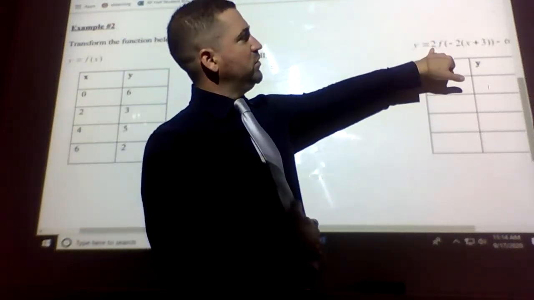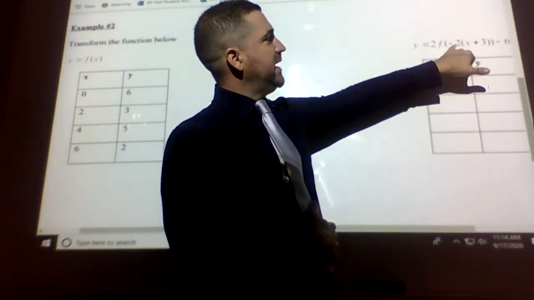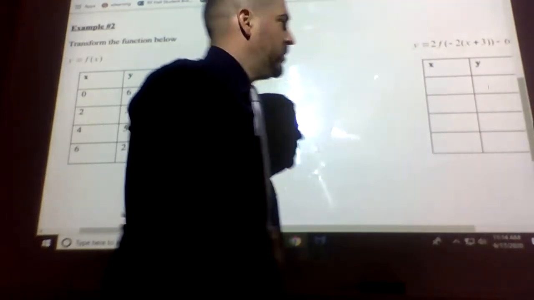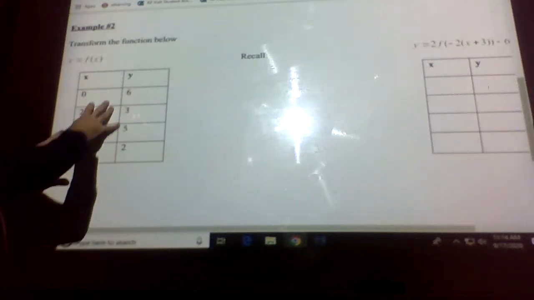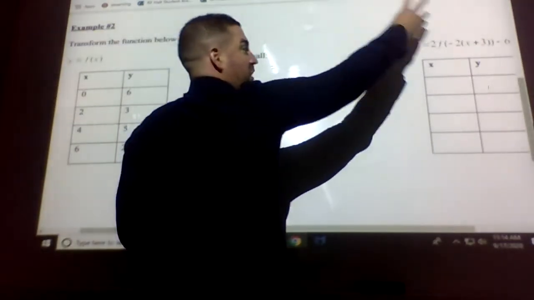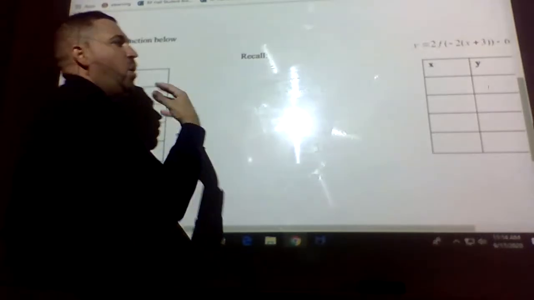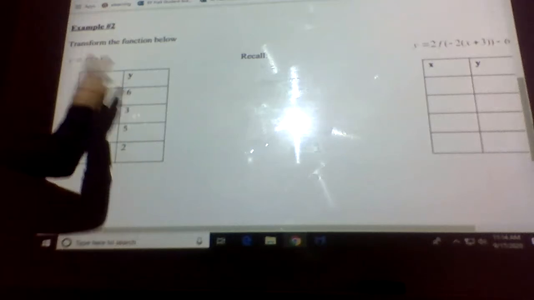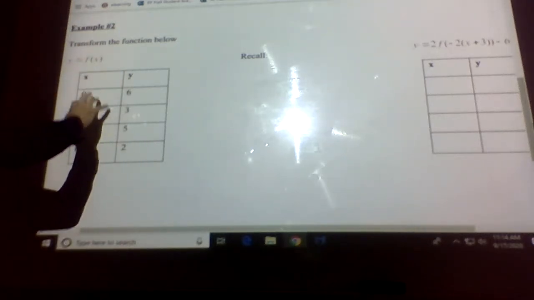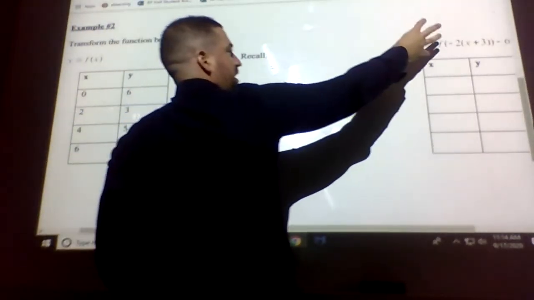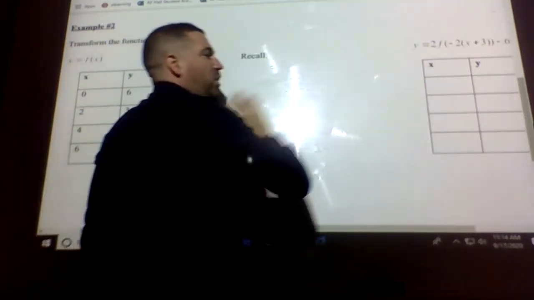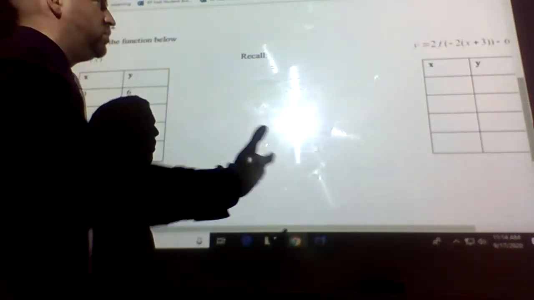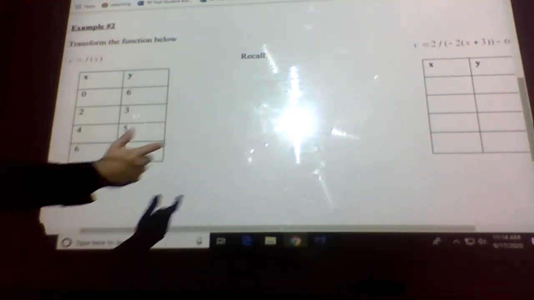So now we have a 2 function, and then brackets negative 2, x plus 3, and another bracket minus 6. What we want to know is, these were the original points. Now we applied all these transformations to these points. What are our new values? Okay, so again, this is kind of like the parent function. Then we are applying all these transformations to the parent function, and now we want to know where the points are now on the graph. What is the new graph? What is the transformed function?